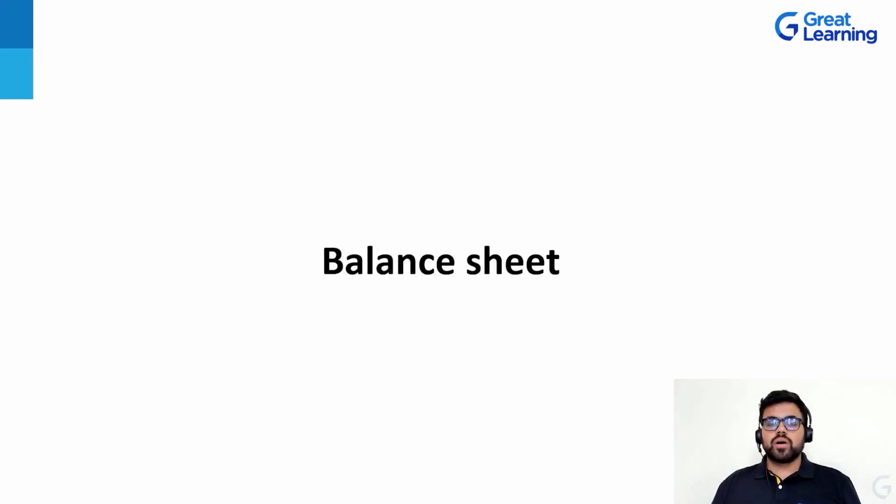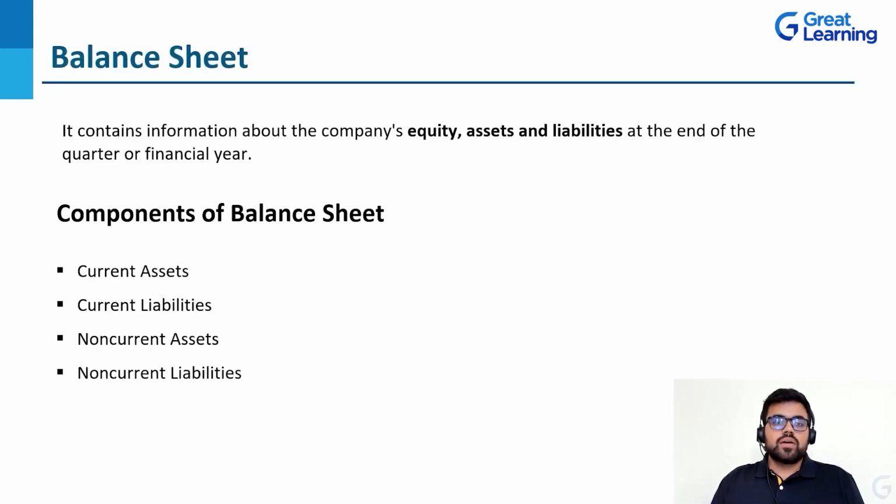Next, we'll be talking about one of the three financial statements. We'll start with the balance sheet. We'll know the various components of a balance sheet, and also I'll show you a sample balance sheet to give a deeper understanding of what a balance sheet exactly is. A balance sheet contains information about three primary components. That is, it tells us about the asset part of it.